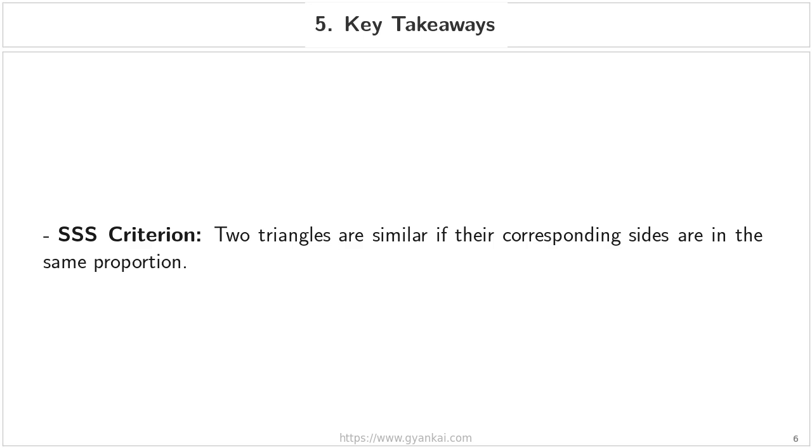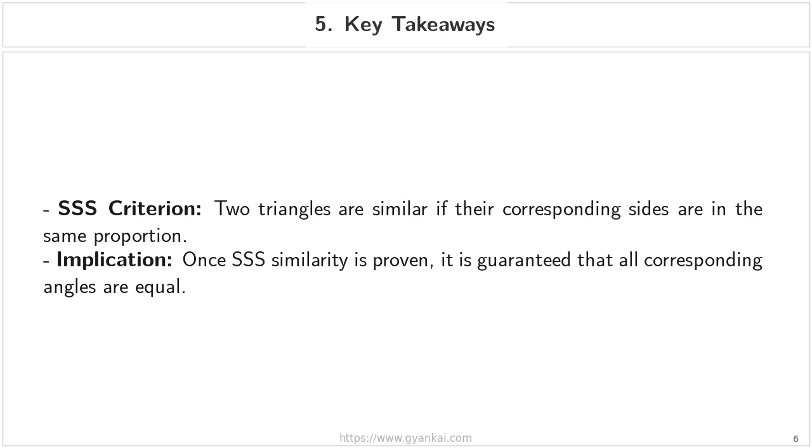5. Key takeaways. First, remember the core definition of the SSS criterion. 2 triangles are considered similar if their corresponding sides are in the same proportion. This means they aren't the same size, but they have the exact same shape.